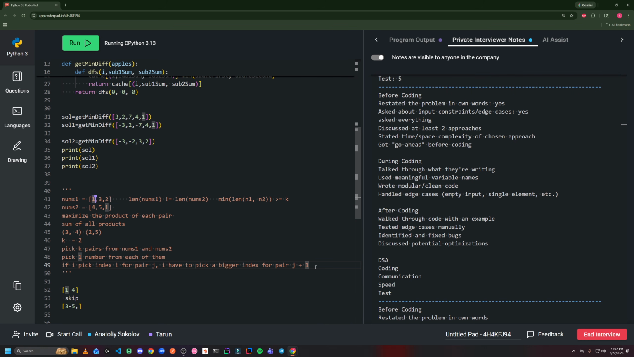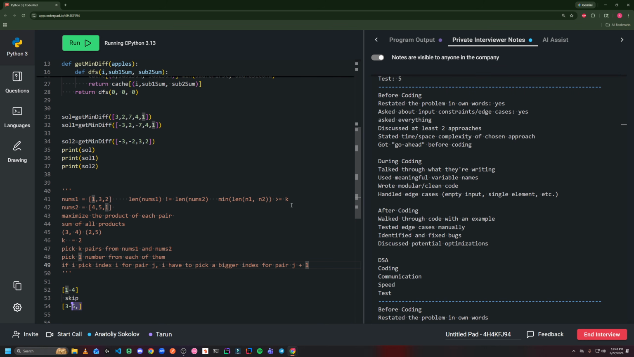I think for every pair, like 3 4, 2... So that means here, if I consider 1, 4, then I can go backwards.